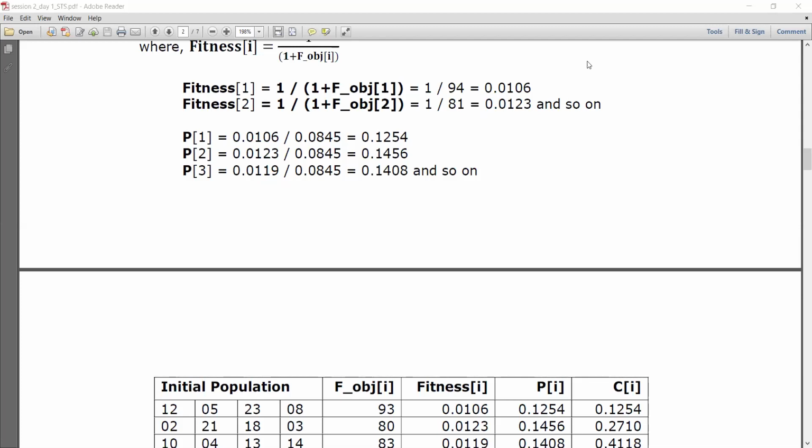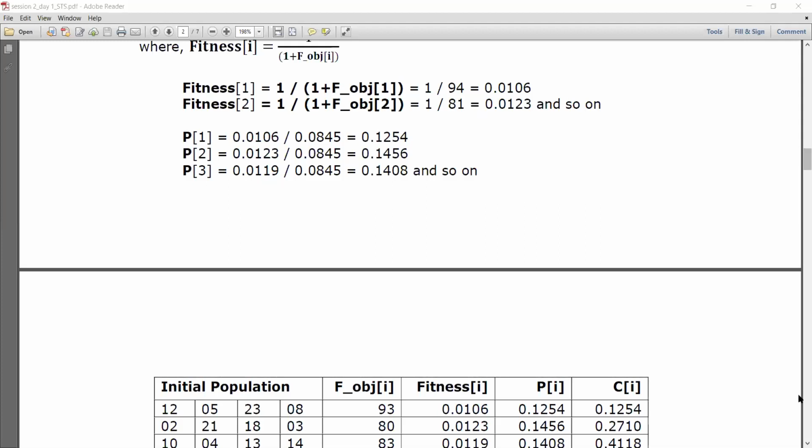Thank you. Okay. So now next, having obtained the objective function value, let us find out the fitness value for each chromosome also. Instead of 1 by 93, I have done 1 by 94 just to avoid the divide by 0 error, and I have got an answer of 0.0106. The same way, calculate fitness of I. I denotes the ith individual. Ith individual varies from 1 to 6. So for each individual, calculate the fitness.